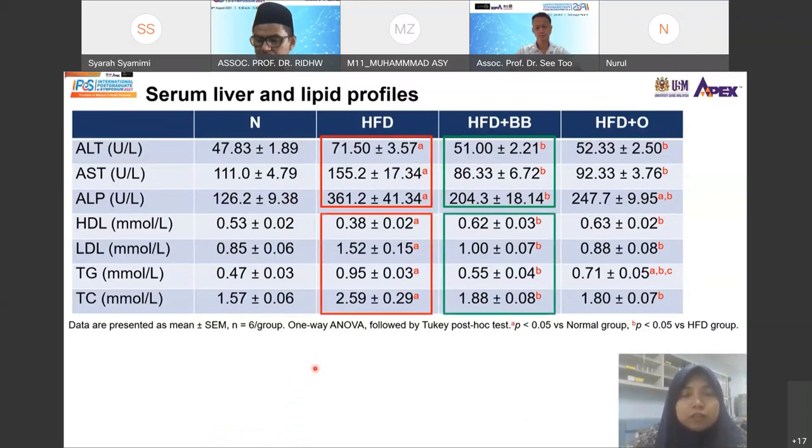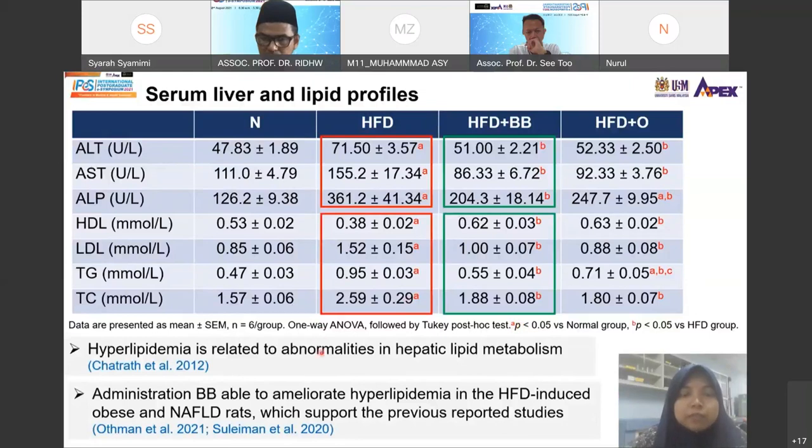We also found significant decreased level of HDL as well as significant increased level of LDL, triglyceride, and total cholesterol levels in high-fat diet group compared to normal group, whereas administration of bee bread significantly reverses all these parameters. So hyperlipidemia is related to abnormalities in hepatic lipid metabolism. Administration of bee bread was able to ameliorate hyperlipidemia in the high-fat diet-induced obese and NAFLD rats, which supports the previously reported studies.